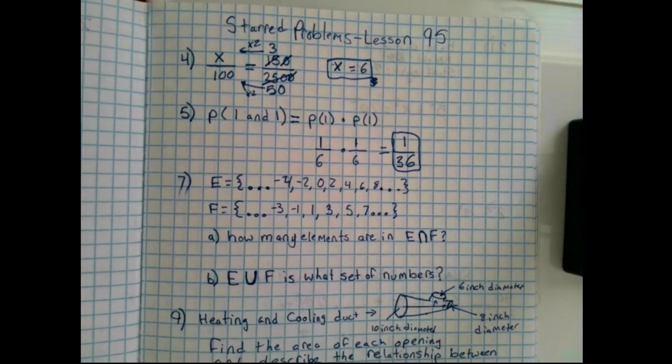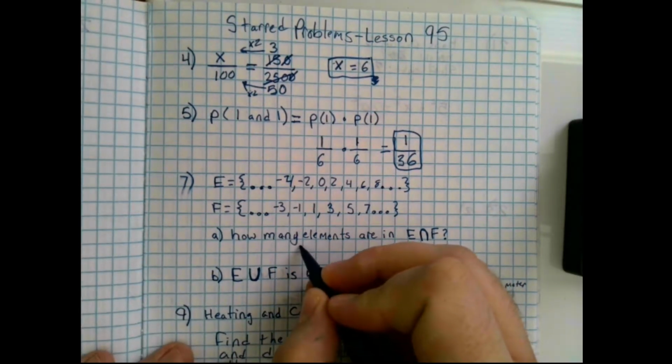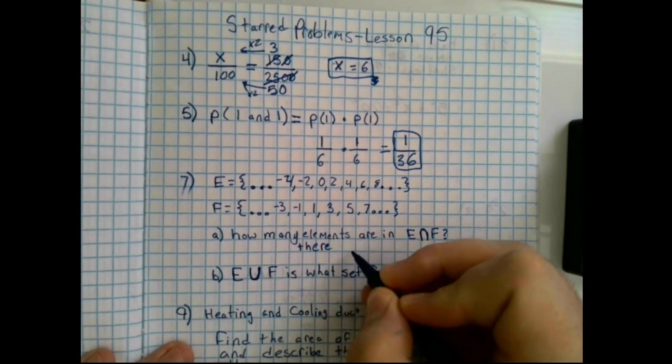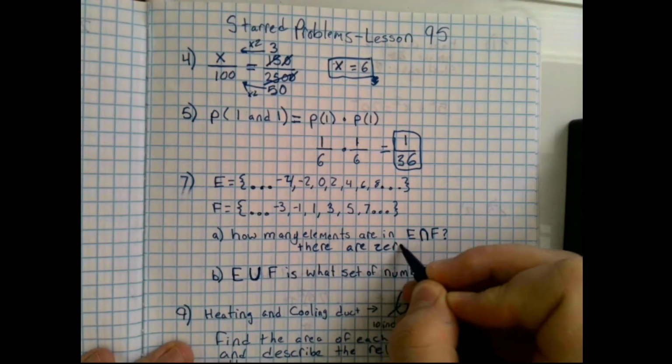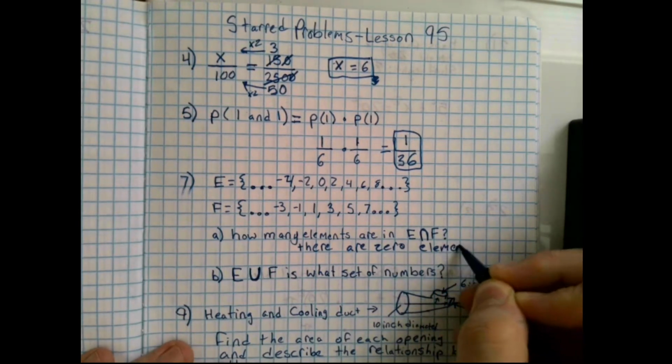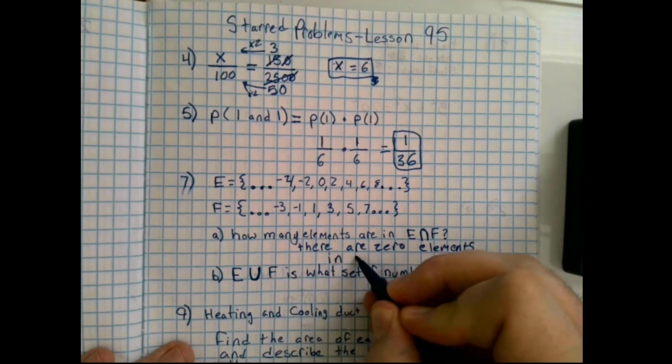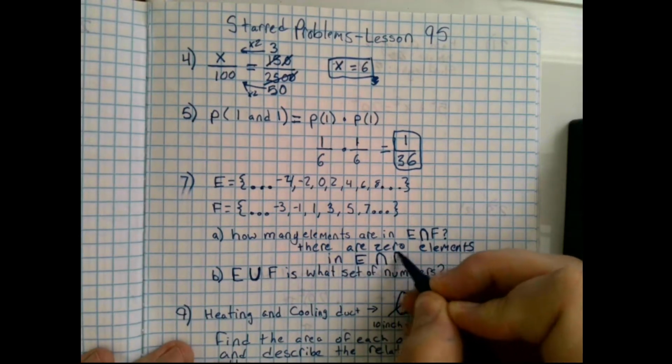Now, question A says, how many elements are in E intersect F? Now, remember we said that the intersect symbol looks like an N, so we pretend it's in E and F. Now, what's in E and F? What number would be both even and odd? Well, none of them. So there are no elements. We could say there are 0 elements.